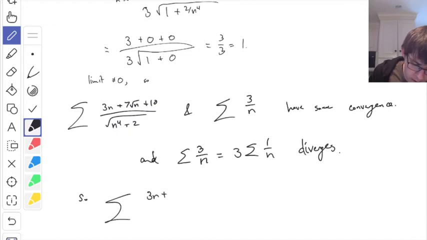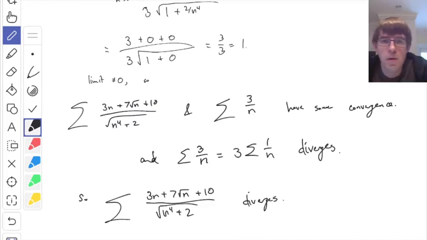Pretty great. So my original thing diverges. The limit comparison test, it works, it really works. Anybody got questions about that?